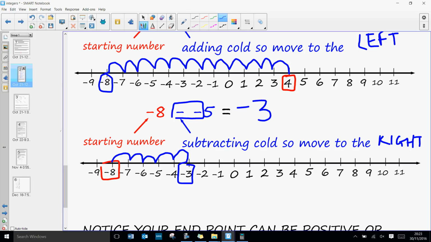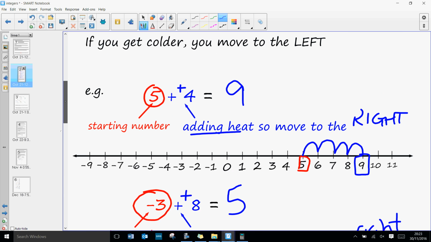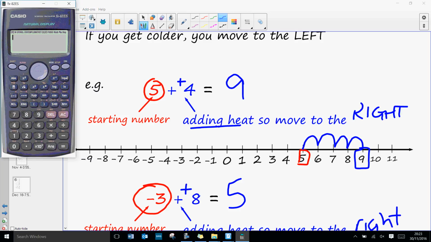Obviously, all of these calculations can actually be done on your calculator, making sure that you're using the correct button. So if I have my calculator here, and I'm doing 5 plus 4, it's a straightforward calculation. 5 plus 4 equals 9. The next example, negative. So this time we need to make sure we're using our negative button, which is up here. -3 plus 8 gives us 5.